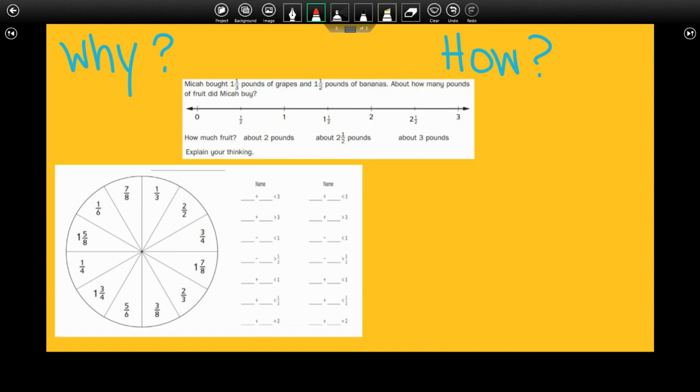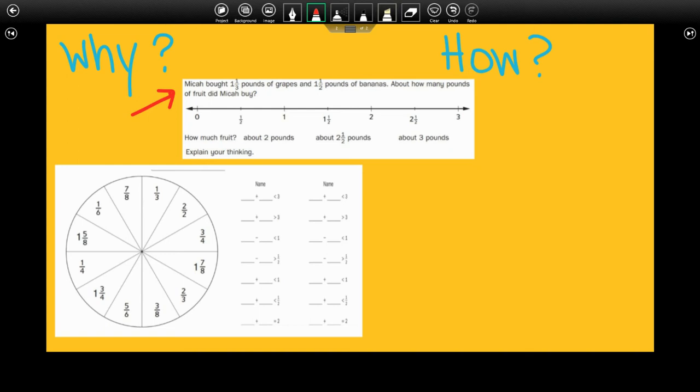So here at the top of the page, we now have a problem. Micah bought 1 1/3 pounds of grapes and 1 1/2 pounds of bananas. About how many pounds of fruit did Micah buy? So again, we have a number line with fractions placed on it, but we don't necessarily have those fractions that are listed in our problem. Okay, so notice they give us the number line and then they ask us how much fruit, about 2 pounds, about 2 1/2 pounds, or about 3 pounds.